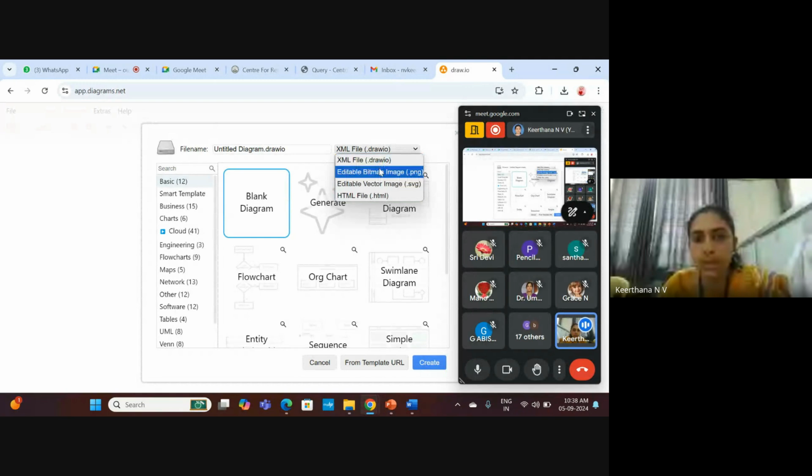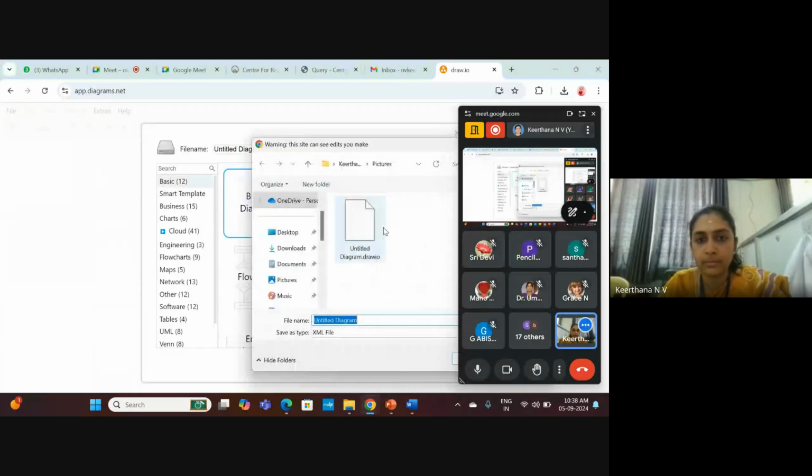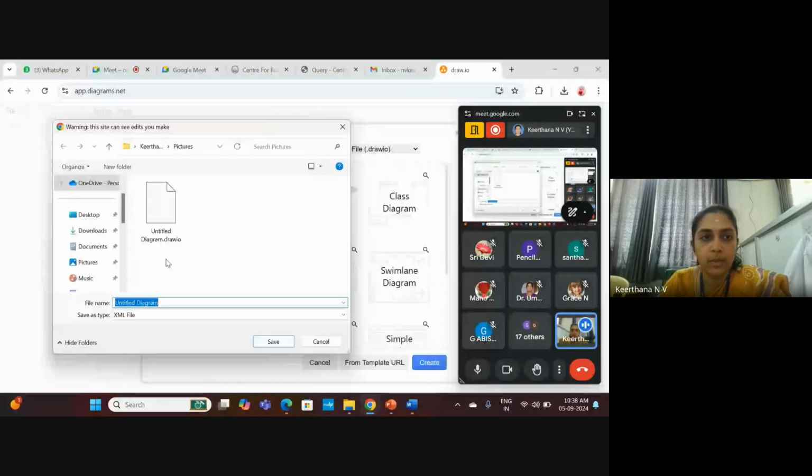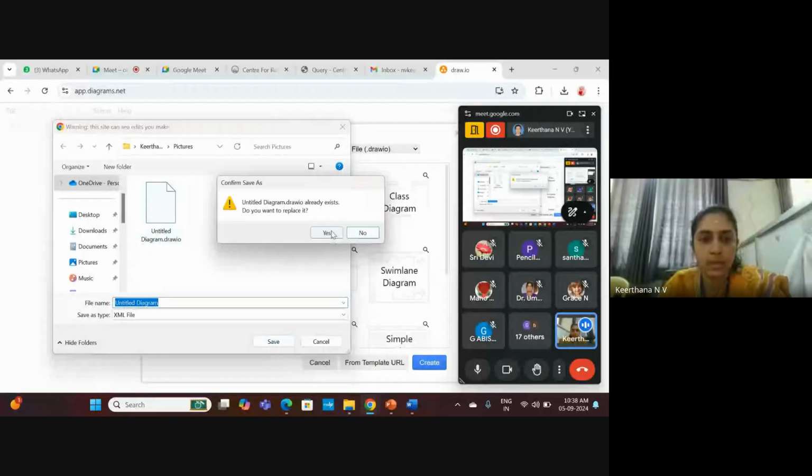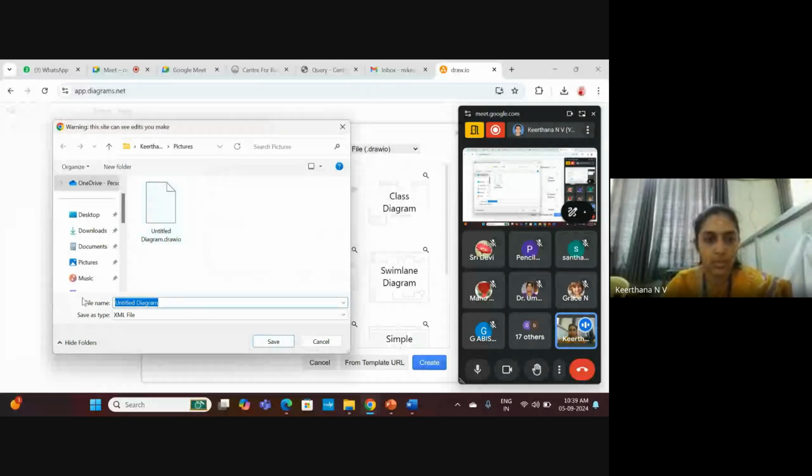So initially you can select the draw IO tool. For a blank diagram, if you are using any network diagram or software or tables, you can select here. If you are drawing a flowchart, you can select here. If you are drawing a freehand diagram, you just select the blank and click OK. It will ask you to save in your local disk. So please click save. It already exists. So just draw the architecture.